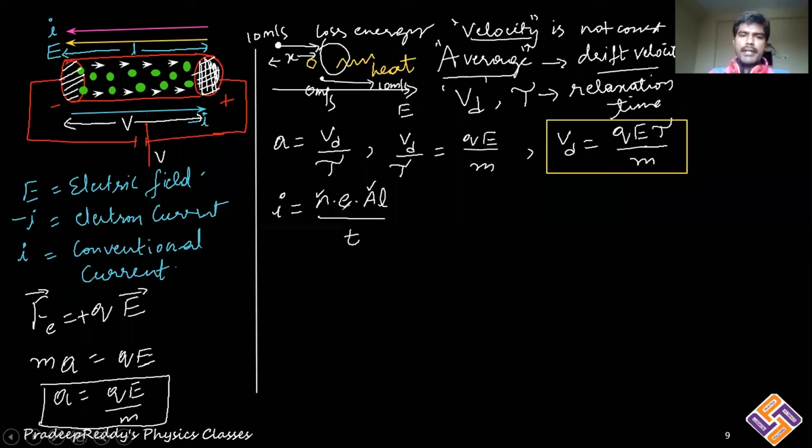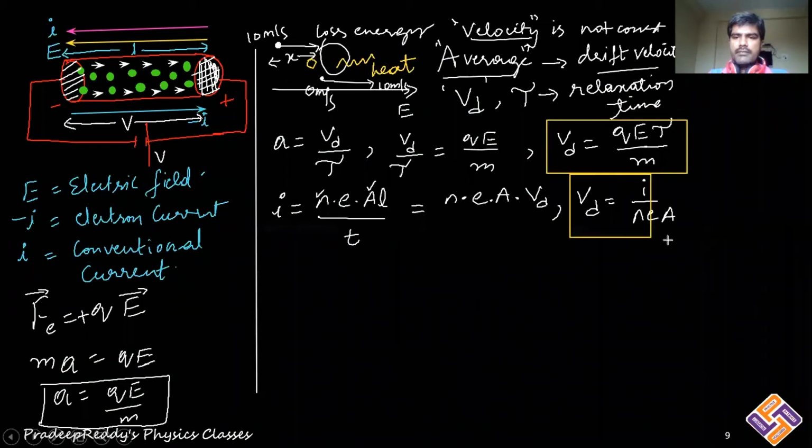Therefore, I'll simply write I is equal to n into E into A into L by T. L is total length divided by time taken. Length by time is velocity. The velocity gained by an electron here is the drift velocity, that is Vd. So you can write one more equation for drift velocity: Vd is equal to I by nEA. This is one more equation for drift velocity.